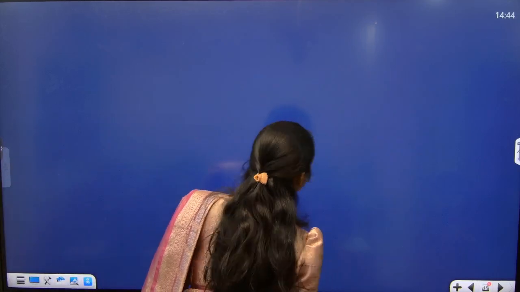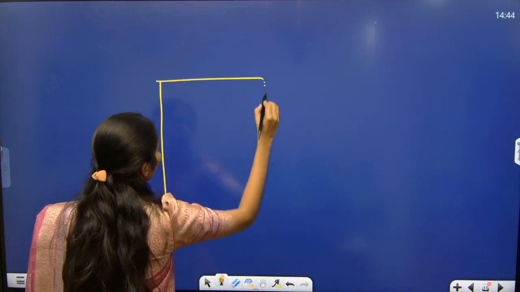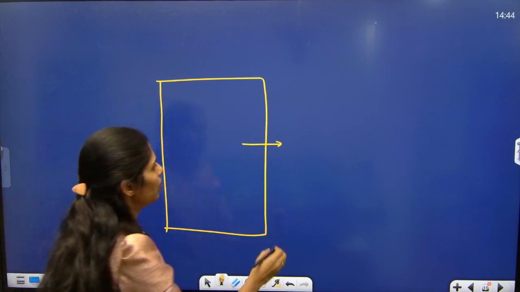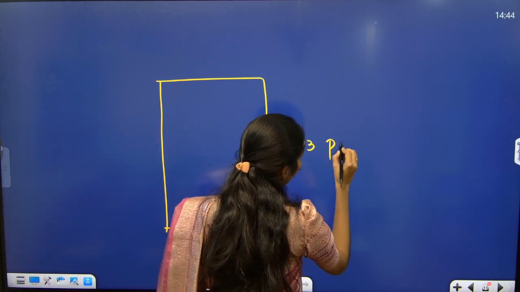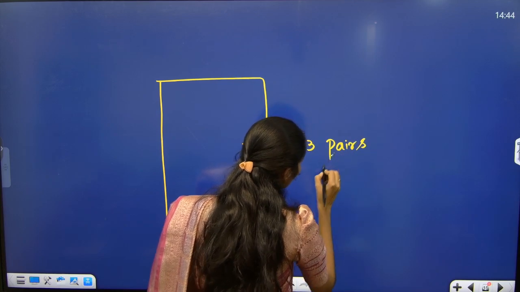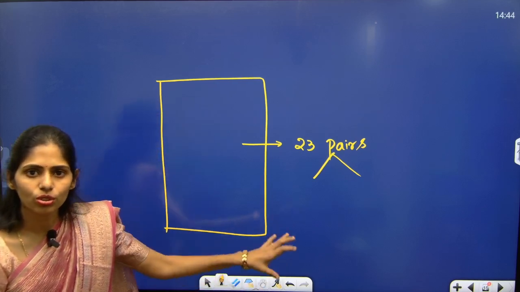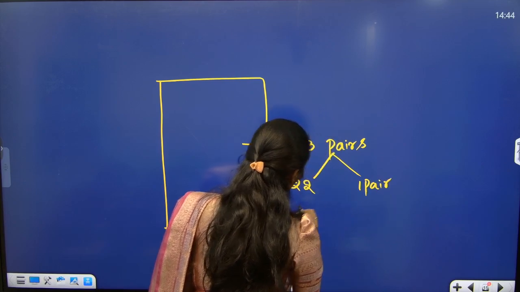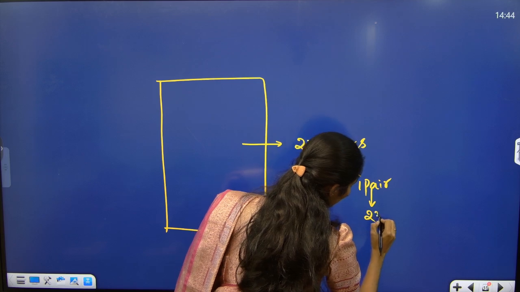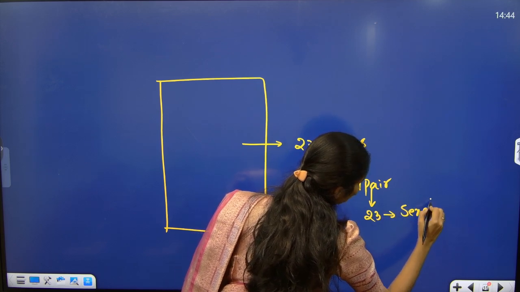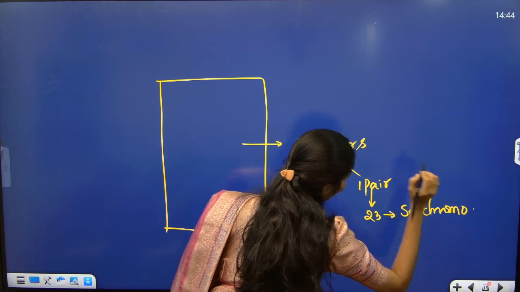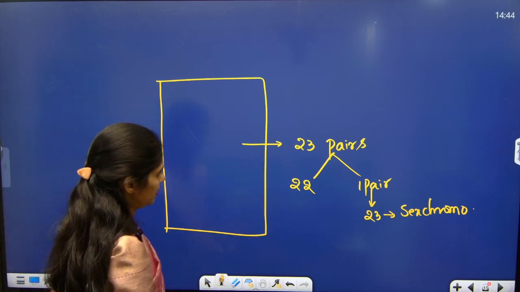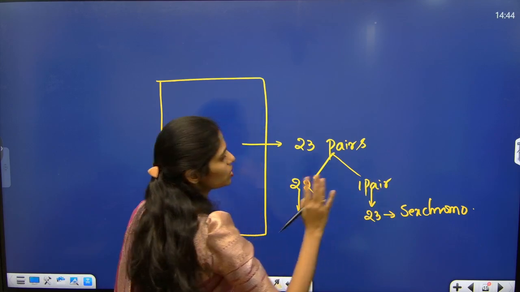So if you consider this as a single cell, how many chromosomes do we have? We have 23 pairs of chromosomes. In these 23 pairs, we can divide into two types, 22 pairs and one pair. Okay, so one pair is the 23rd pair, your sex chromosome. The sex chromosome is the 23rd pair and the remaining 22 are normal pairs. They are called autosomes, and the sex chromosome pair is called allosome.